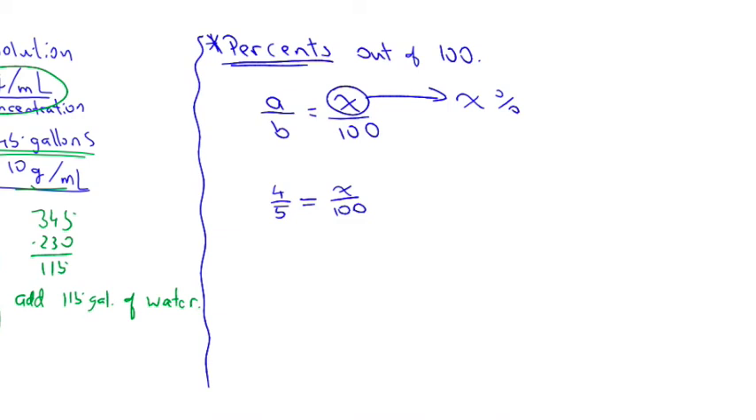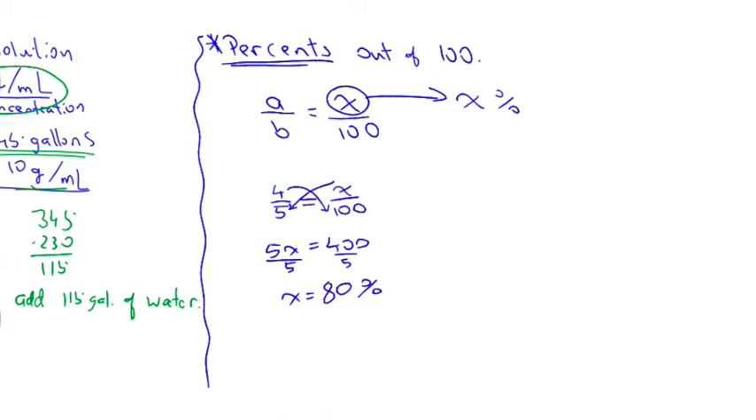Cross multiply. I start with a variable, so x times 5 is 5x. 4 times 100 is 400. Divide both sides by 5 and you get 80. So when I write this 80, it's not 80 the number, it's 80 the percent. So be really careful. 80% and 80 are two different things.